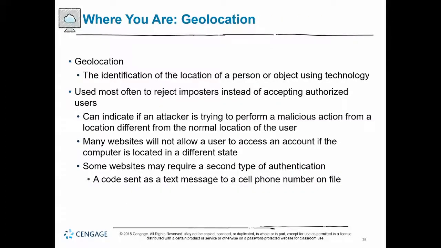So geolocation is the identification of the location of a person or object using technology. So where's the person located when they log in? There are so many security tools, especially with Microsoft nowadays, that have geolocation blocking abilities. So if you get an email from Africa, most likely there's a conditional access policy which you can put in to block all emails outside of the United States.